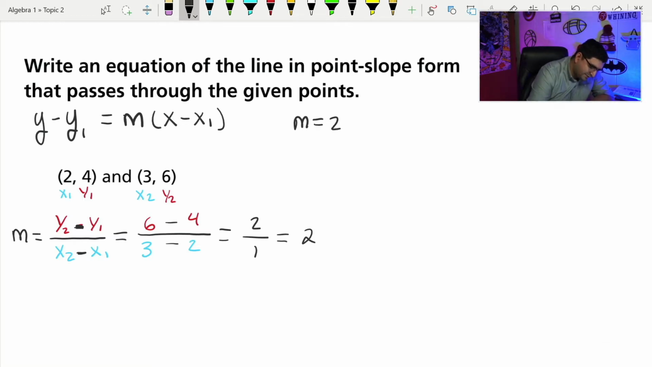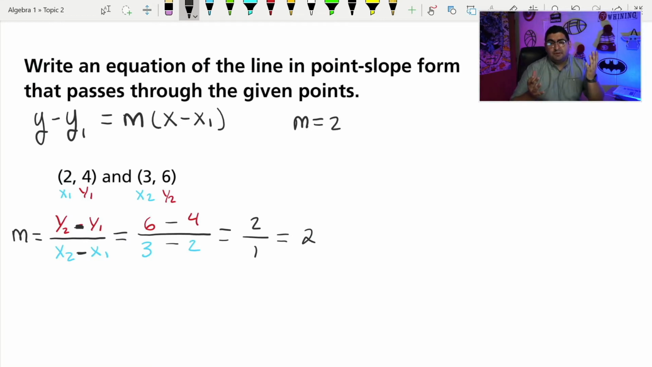And remember, for point slope form, we need 2 pieces of information. We need the slope and we need a point. And we're actually fortunate in this problem that they give us 2 points, and you're able to use either point. It's up to you. I can choose to use the first point or the second point.